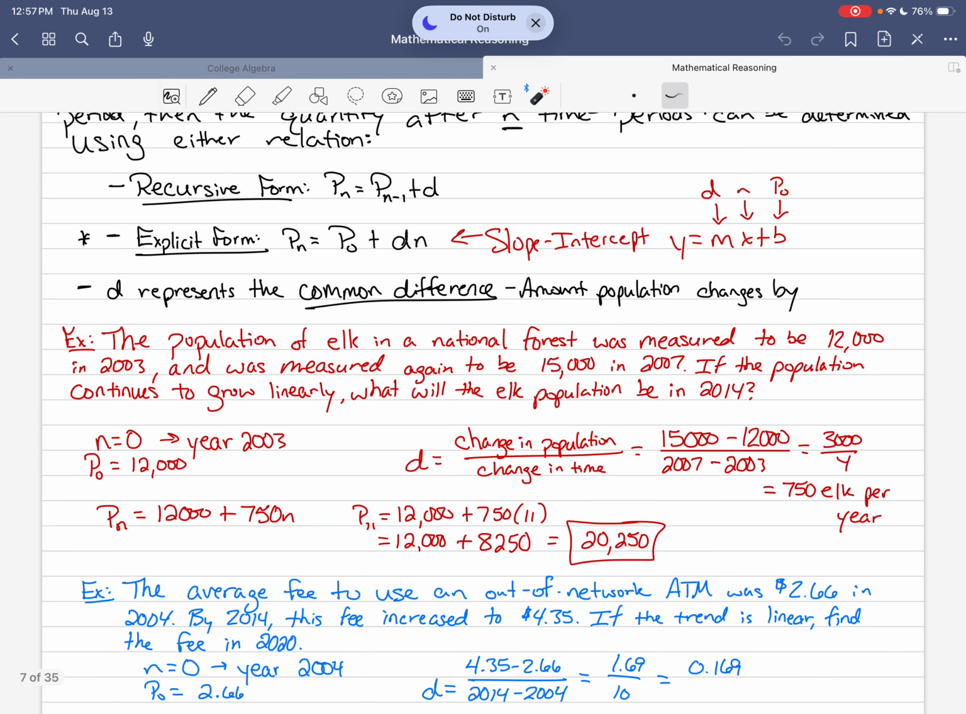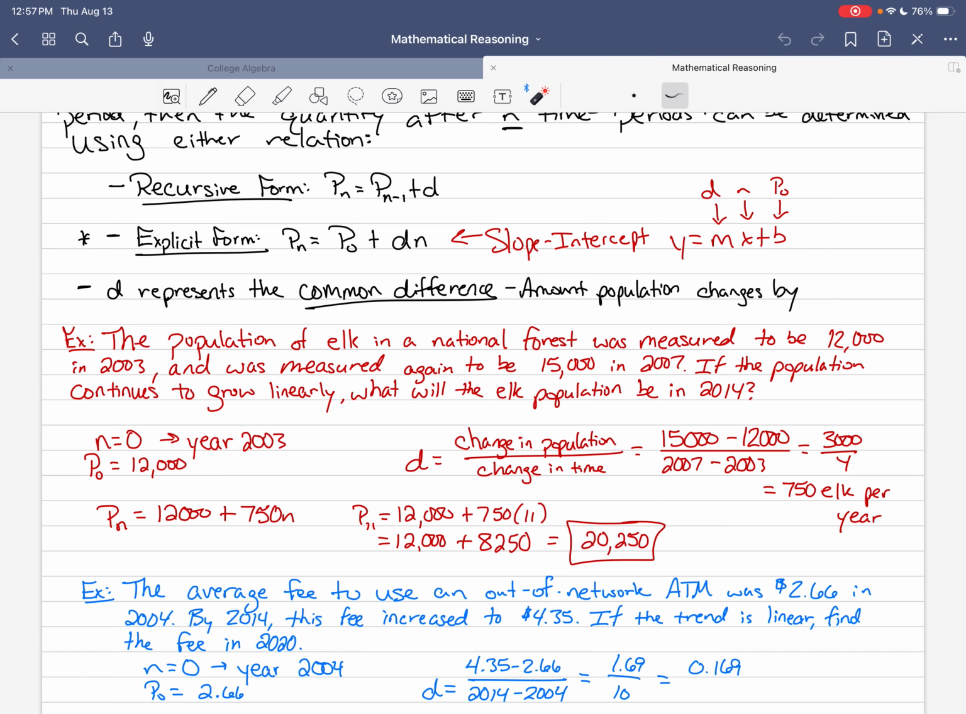So an example here. The population of elk in a national forest was measured to be 12,000 in 2003 and was measured again to be 15,000 in 2007. If the population continues to grow linearly, what will the elk population be in 2014? So linearly is where you're increasing or decreasing at a constant rate each year. Now, realistically, populations are not usually going to change like this, but for the sake of this problem, we're going to assume so.